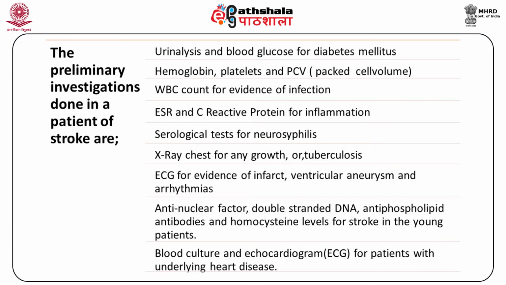Investigations and treatment. The preliminary investigations done in a patient of stroke are urine analysis and blood glucose for diabetes mellitus, hemoglobin, platelets and PCV, that is packed cell volume, WBC count for evidence of infection, ESR and C-reactive protein for inflammation, serological tests for neurosyphilis, X-ray chest for any growth or tuberculosis, ECG for evidence of infarct, ventricular aneurysm and arrhythmias, anti-nuclear factor, double-stranded DNA, antiphospholipid antibodies and homocysteine levels for stroke in the younger patients, blood culture and echocardiogram, EEG for patients with underlying heart diseases.